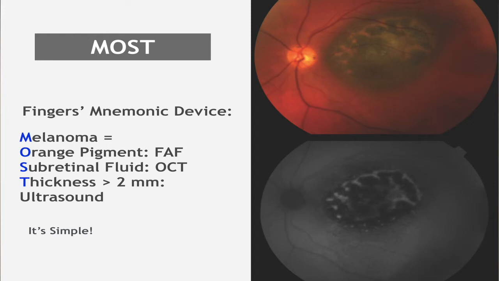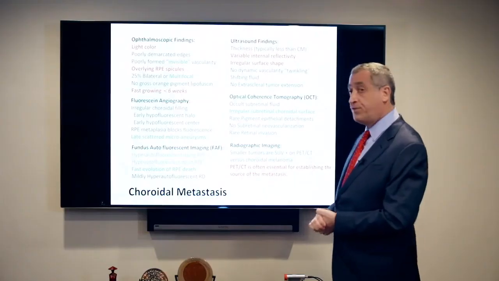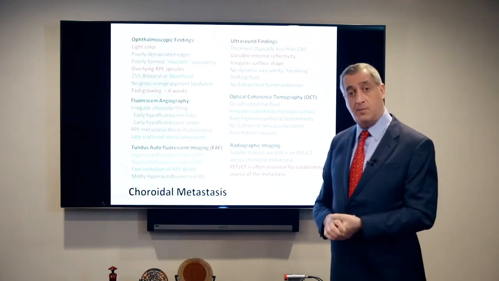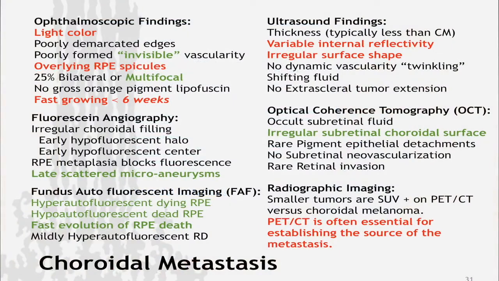So let's segue a little bit to the most common choroidal malignancy, though it's not primary. The most common choroidal malignancy is choroidal metastasis. And I went through the same exercise, and I looked at all the findings I could think of ophthalmoscopically, fluorescein angiographically, fundus autofluorescence imaging, ultrasound, OCT, and radiographically. And what did I come away with?